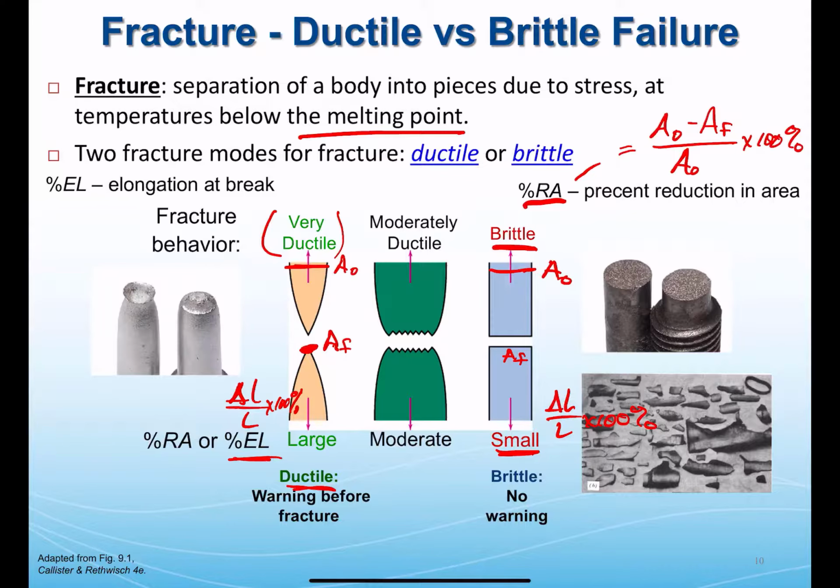Okay, so those are the two main failure modes, ductile and brittle. Brittle, of course, characteristic of ceramic materials, and ductile, more characteristic of metals and certain polymers. Certain materials will land in between, and so you can have moderate ductility if the percent reduction in area or percent elongation at failure is in between that of a classic ceramic and a classic kind of metal.